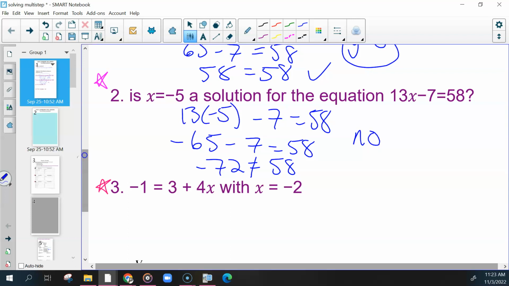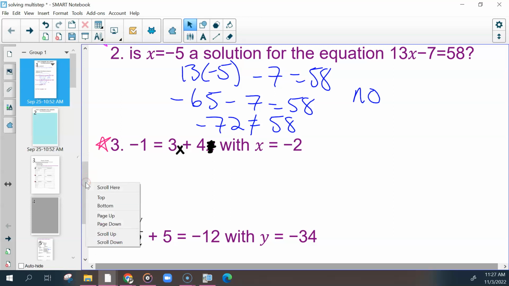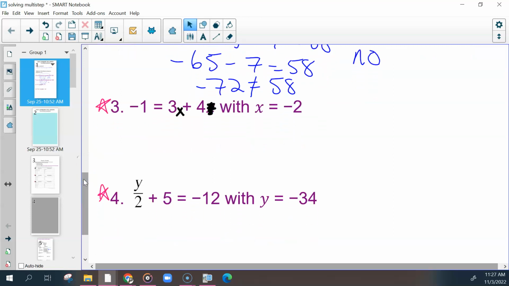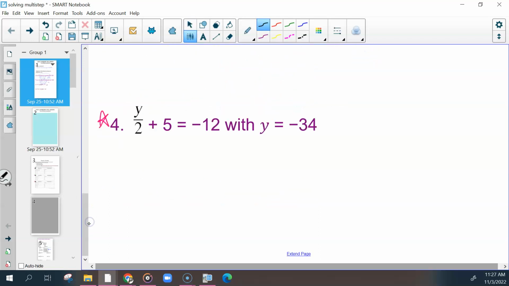Questions on that one? I want you to try 3 and 4. I'll give you a couple minutes to do that. And then we'll come back and we'll talk about those two. For number 3, did we find that that was or was not a solution? Was not correct. Does anyone need to see that one? So that was not a solution. It did not work. What about number 4? Was that a solution or was that not a solution? Yes. It was. Does anyone need to see that one?